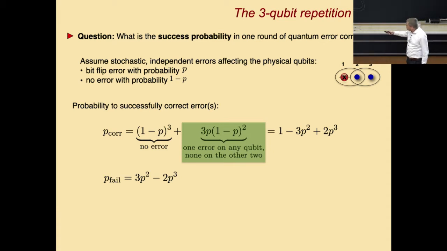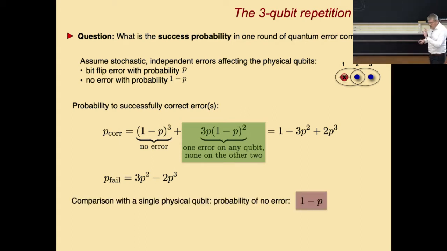And if you now work this out, then you see that the probability that we have either no error, which is trivially correctable, or one error, where we will get the right correction, is given by 1 minus 3p squared, and then another higher order term that goes with p cubed. Similarly, if we have 2 or 3 errors happening on the 3-qubit code, then we cannot correct this error, and this is given by a failure probability that is in leading order 3p squared.